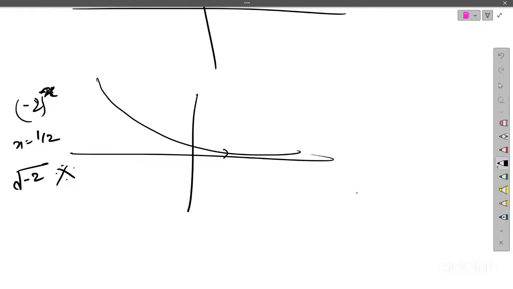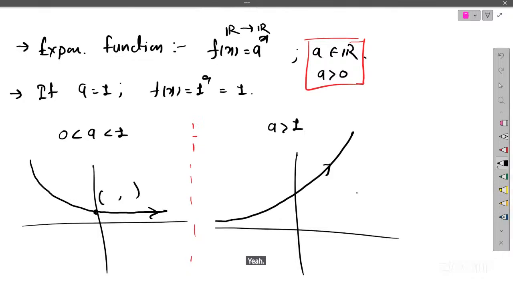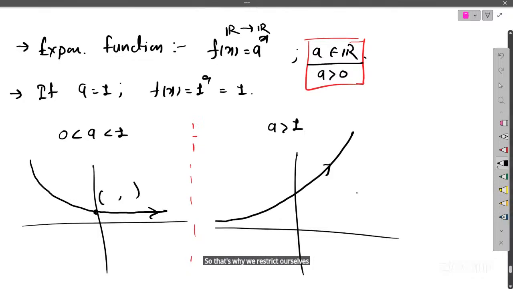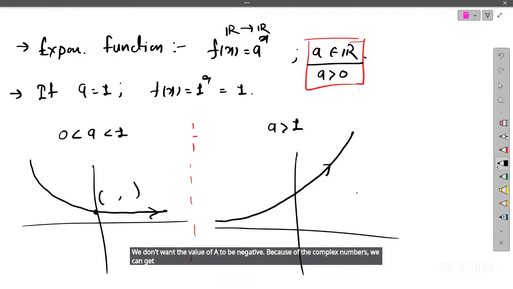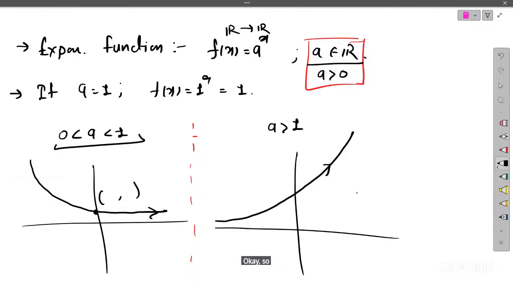So that's why we restrict ourselves to the strictly greater than 0 case for a. We don't want the value of a to be negative, because we can get a complex number there. So this is one case when the value of a is between 0 and 1, and another case is when the value of a is strictly greater than 1.